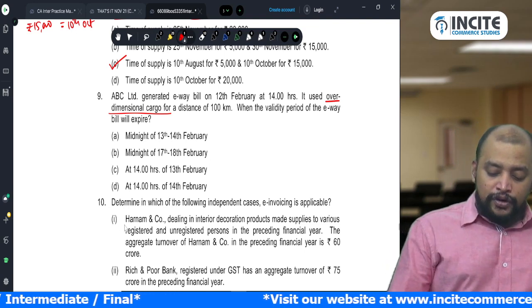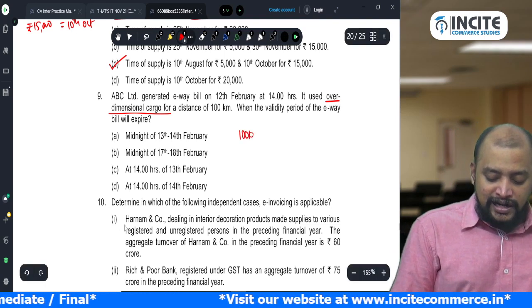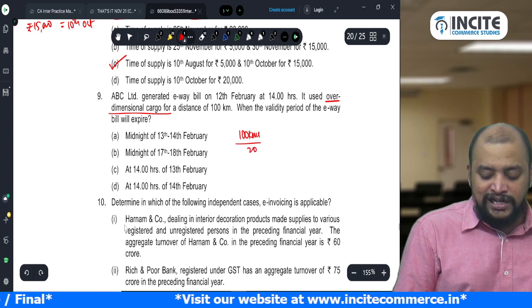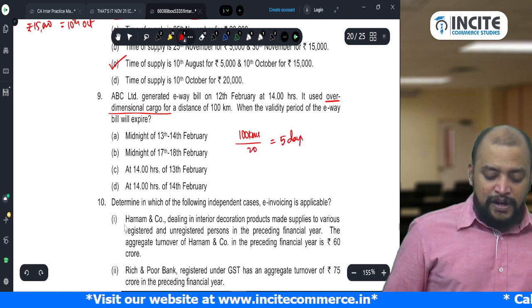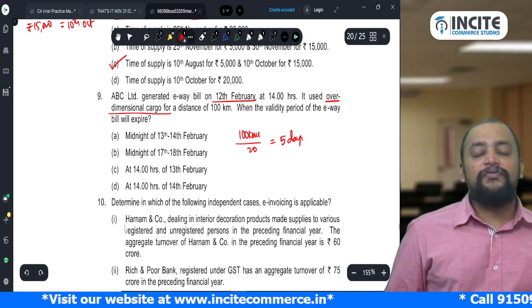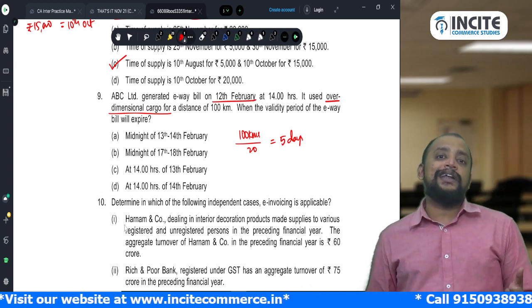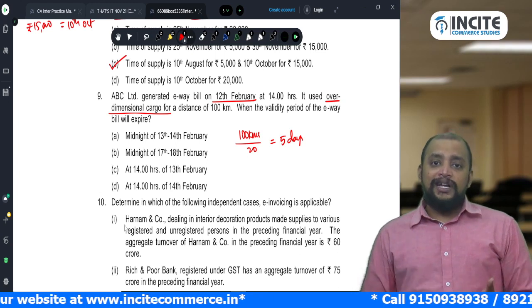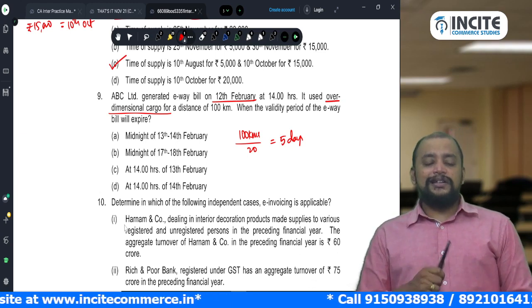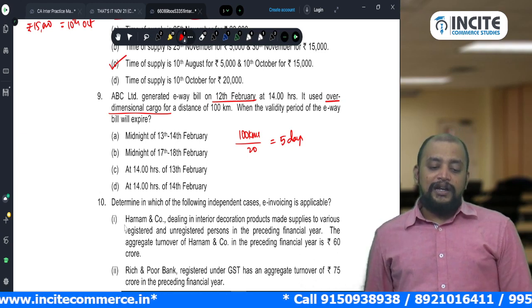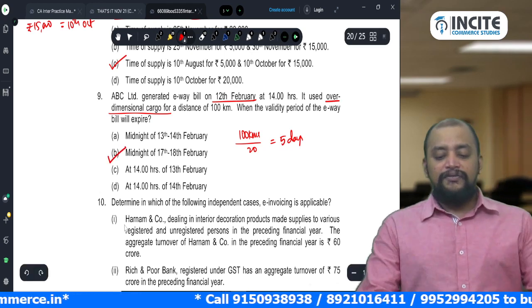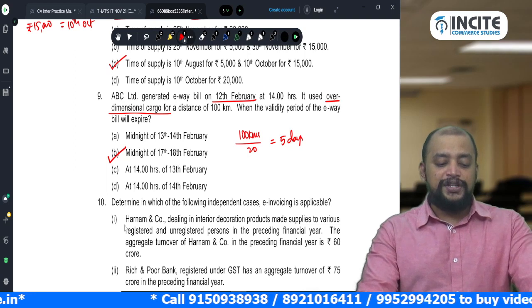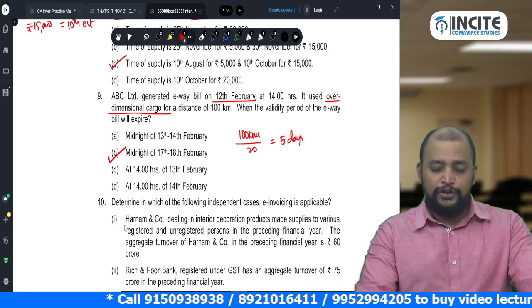Okay, so therefore, what is the number of kilometers? 100 kilometers divided by 20 equals 5 days. Now, when the e-way bill is generated on 12th February, you count from midnight of 12th February to midnight of 13th, 14th, 15th, 16th, 17th. So midnight of 17th will be taken as the validity of this e-way bill because it is an over-dimensional cargo.